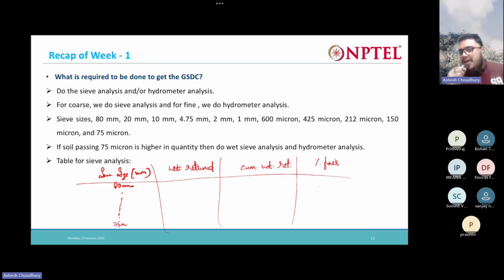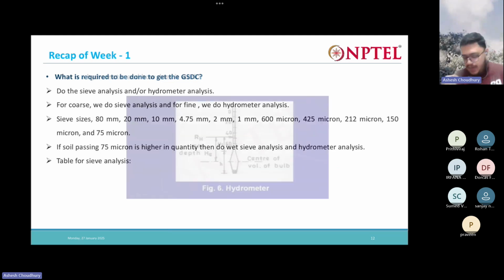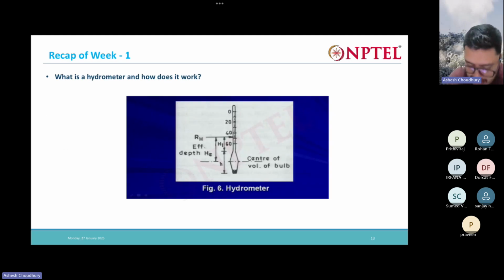Now, as I said, if the soil is a fine grained soil, we need to go for an additional analysis known as the hydrometer analysis. The hydrometer is a device that looks something like this. It is generally made of glass. It is a glass device.